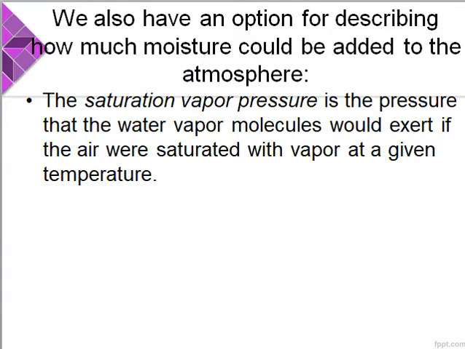We also have an option for describing how much moisture could be added to the atmosphere, and that is saturation vapor pressure. Saturation vapor pressure is the pressure that the water vapor molecules would exert if the air were saturated with vapor at a given temperature.